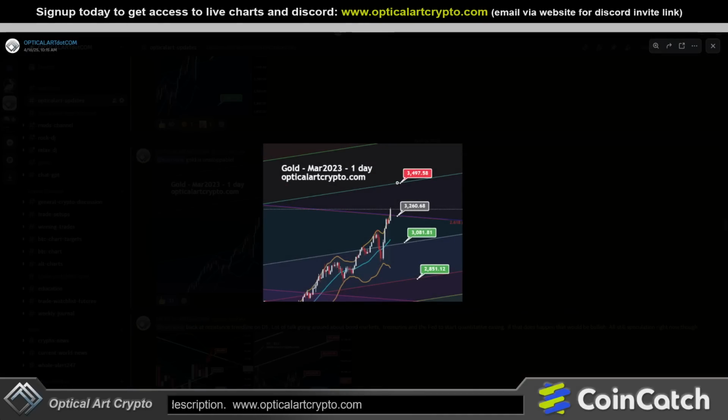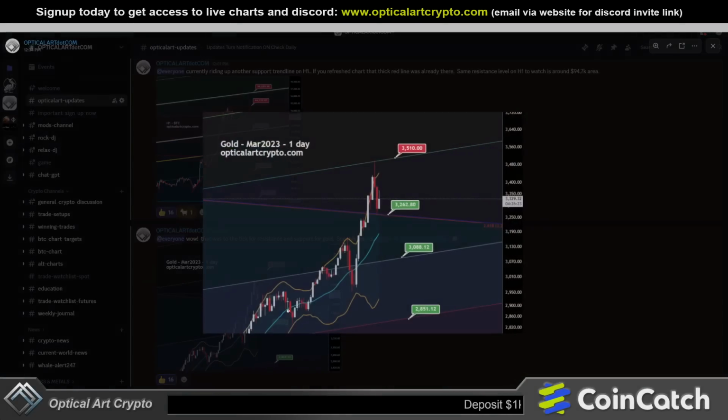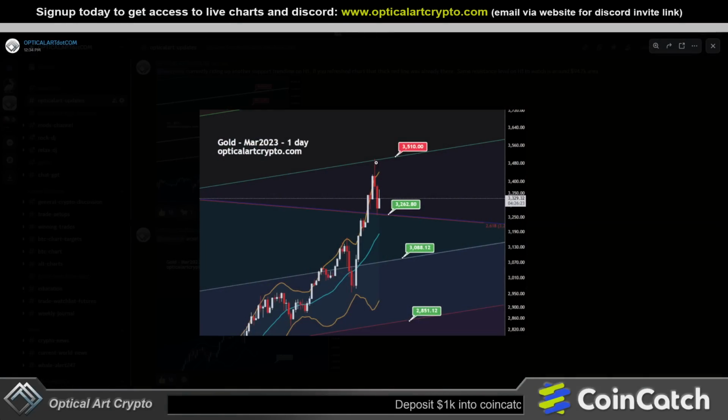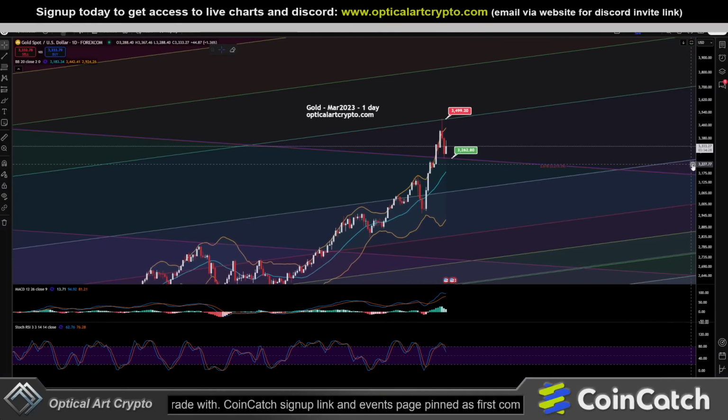So 3,497, roughly 3,500. And this was the level we were above. And you can see that played out perfectly. I mean, that's how accurate these charts are, guys. I mean, this line's been here way before price got to it. Gold hit this point, got rejected. Perfect support. So your support for gold right now is 3,262. If that breaks, well, your support for gold is 3,088. And you can see that that's how this played out.